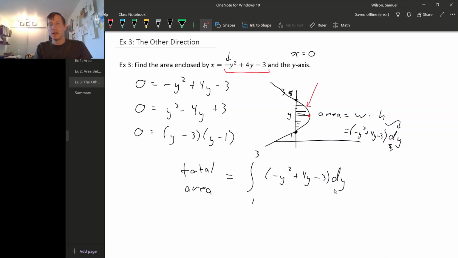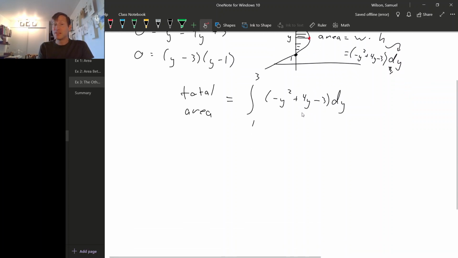All right. So you can see that this is very similar to how we found the area of a region by splitting it up into vertical strips like this. But we're just treating y as the independent variable instead of x. But it's the same general idea. Now that we have this integral written down, we can go ahead and evaluate it.